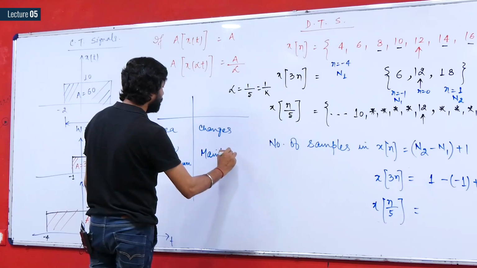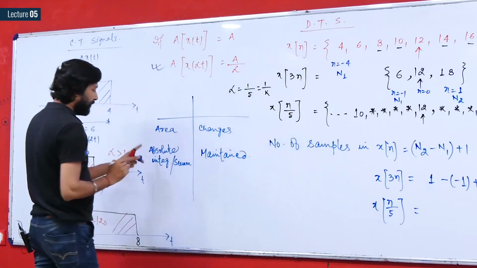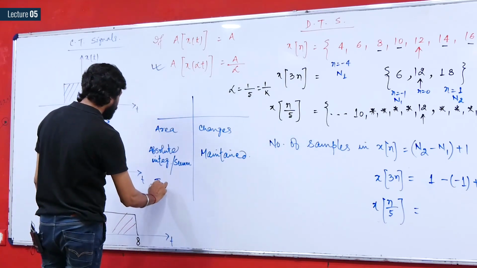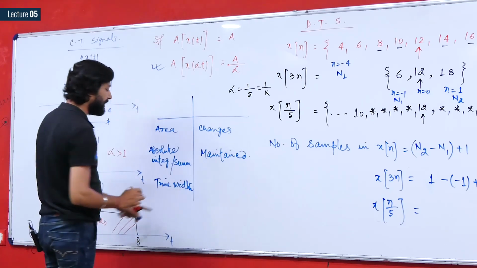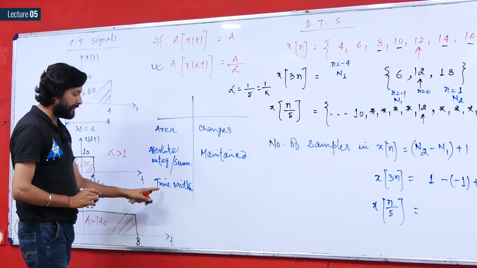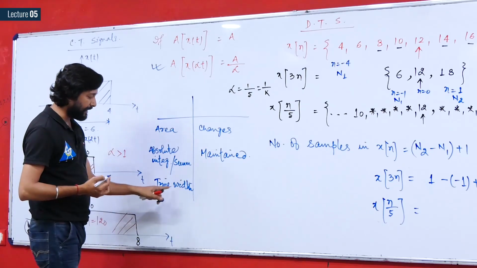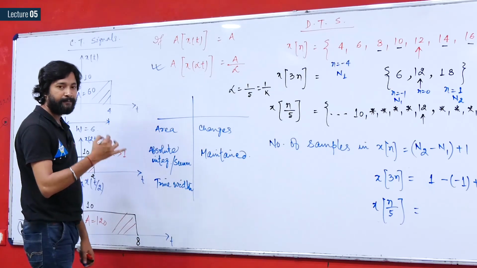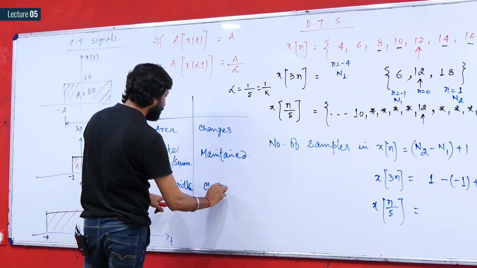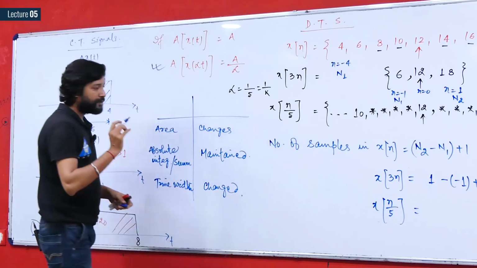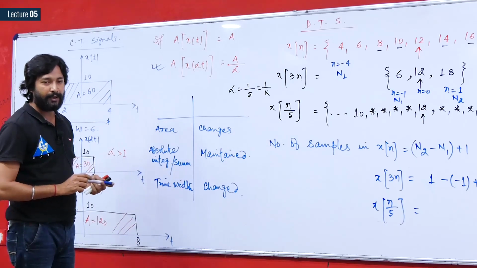So you can say that these properties are maintained. And now if you see the time width, or you say number of samples in case of discrete time signal. In continuous time signal we term it as time width, in discrete time signal you term it as number of samples. So these are again going to be changed. So these are the effects of time scaling operation.